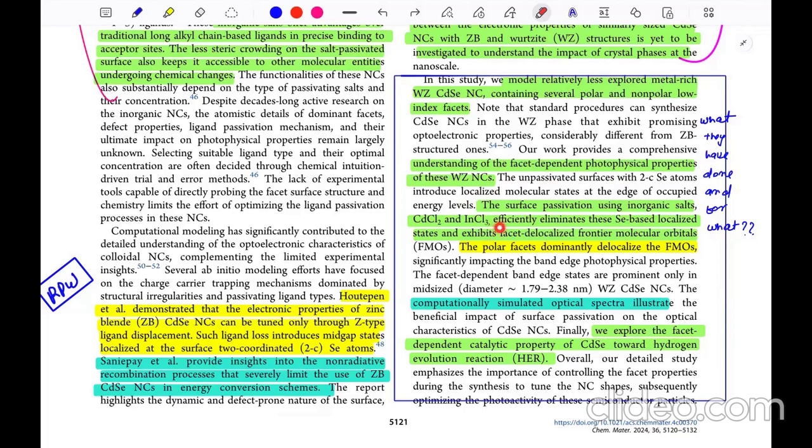They show how efficiently it eliminates the selenium-based localized trap states and exhibits facet-delocalized frontier FMOs, and the polar facet dominantly delocalizes the frontier molecular orbital. Like they will discuss these things. And also they have computationally simulated optical absorption spectra for the cadmium selenide nanocrystal, and in the last they have studied the HER on the cadmium selenide nanocrystal.